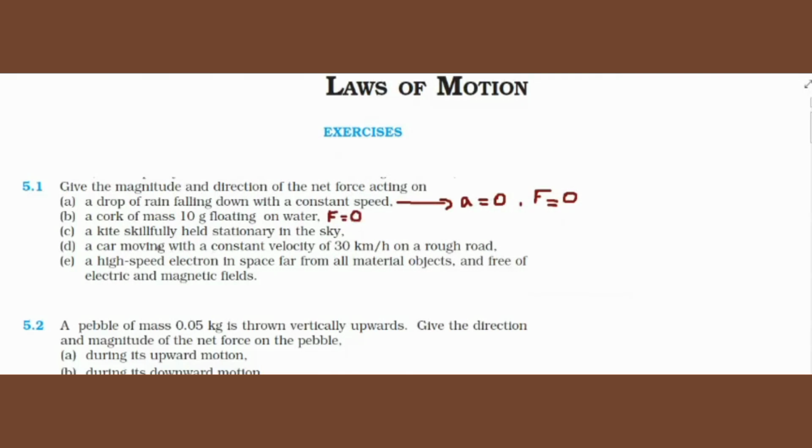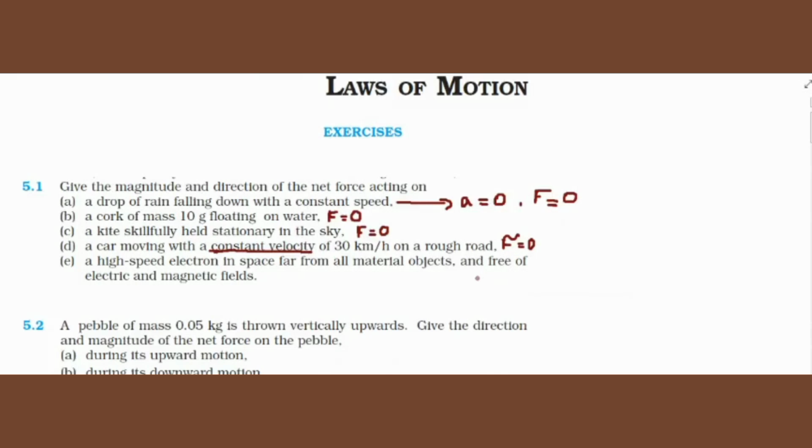Next, a kite skillfully held stationary in the sky. Again, it is stationary. Stationary means the forces are balanced, so net force is equal to zero. A car moving with a constant velocity. Velocity is constant, so acceleration is zero. Acceleration zero, so force is equal to zero.